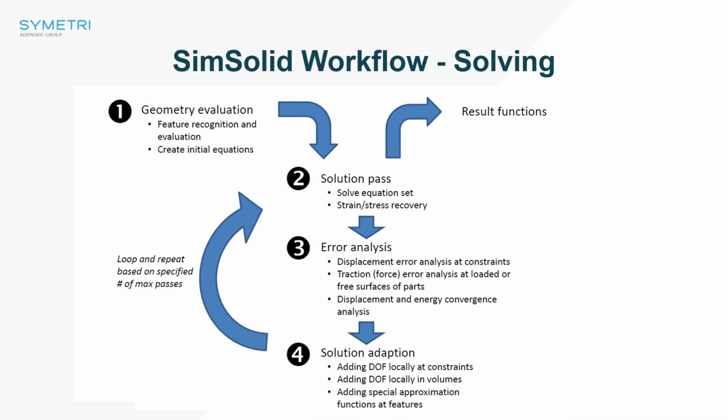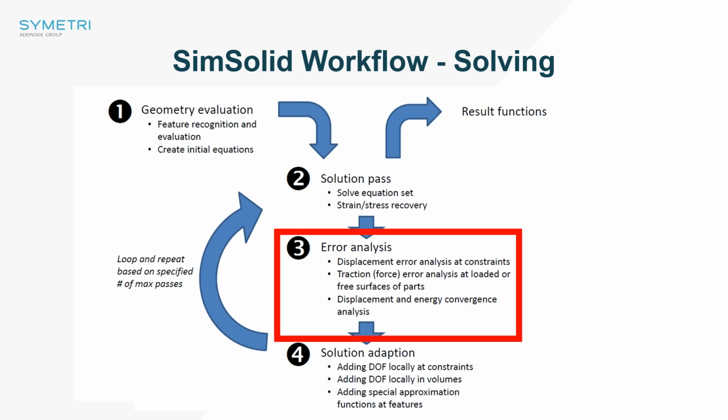Now, as I said, there's a lot of information in SimSolid if you download the Altair ebook, but the one I'm interested in is this part here. It goes through various error analyses and repeats the process until the results are minimal, or the error analysis percentage is very little. It goes through displacement error analysis, force error analysis, and displacement and energy convergence analysis. So it doesn't just go through one process, it goes through many.